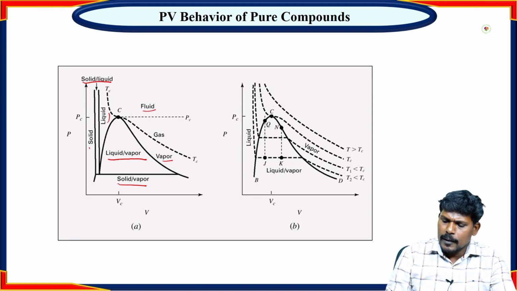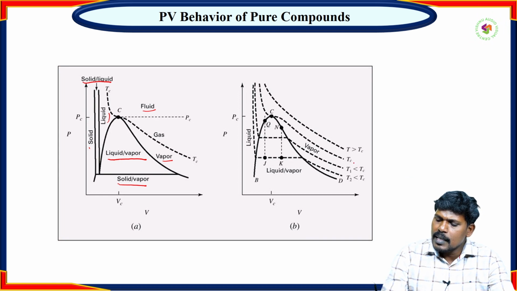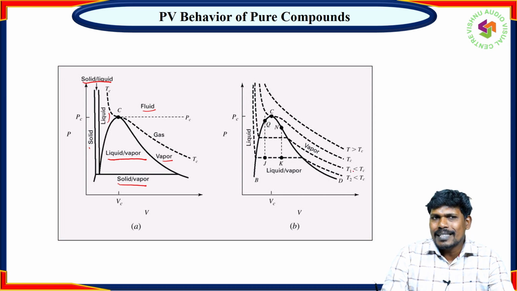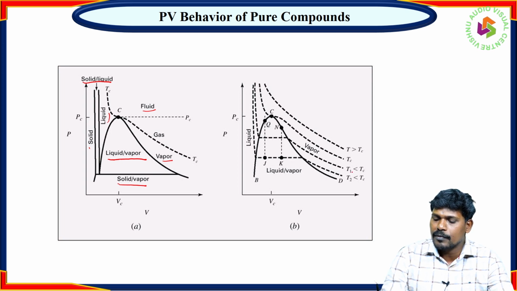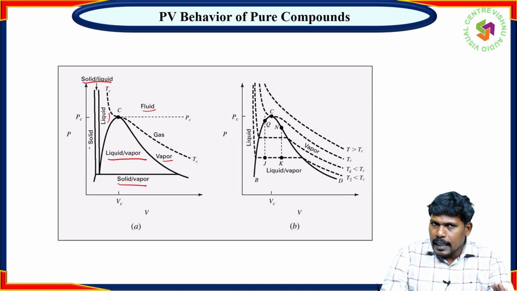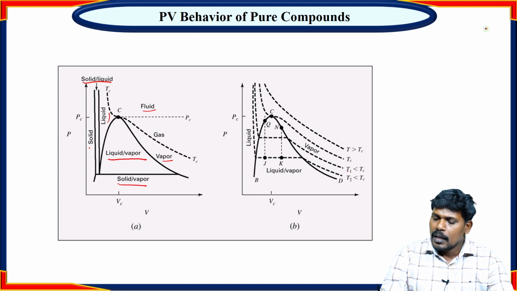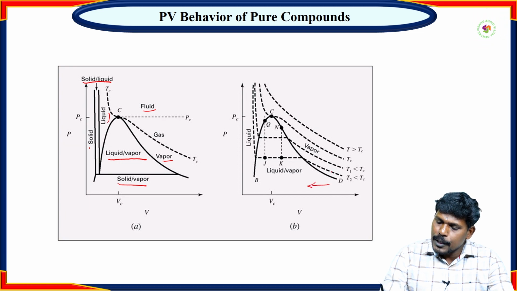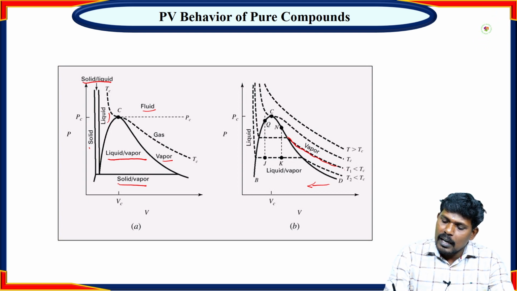If you look at this next graph, Tc is the critical point, and T1 is less than the critical temperature. That is represented here as T1. At that particular temperature T1, when the volume is reducing, the pressure is increasing in the vapor region. After reaching the liquid-vapor region, even though the volume is decreasing, there is no change in the pressure in the liquid-vapor region.